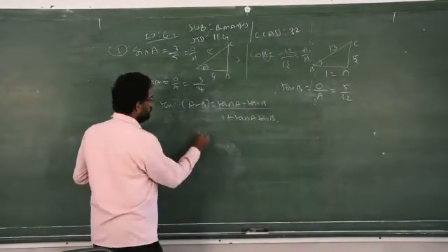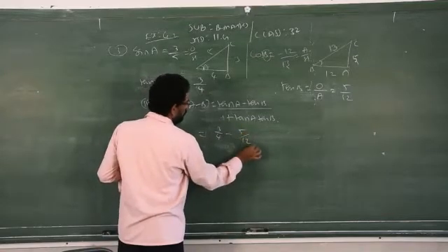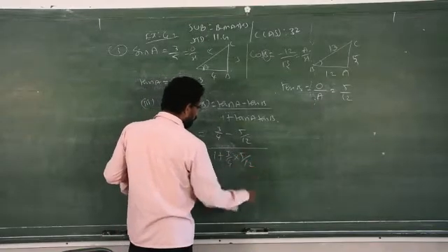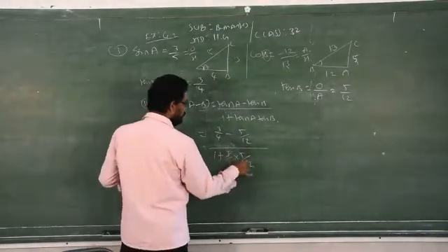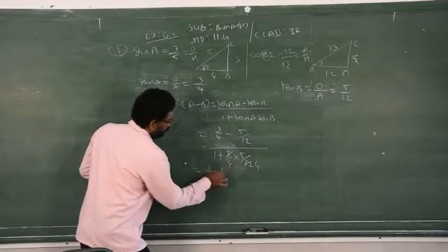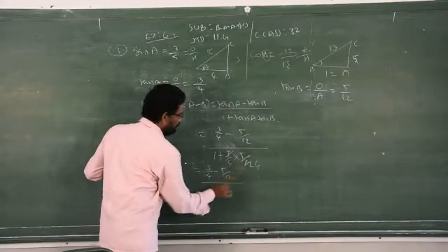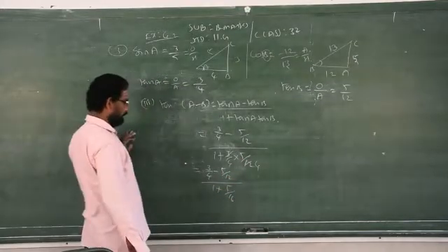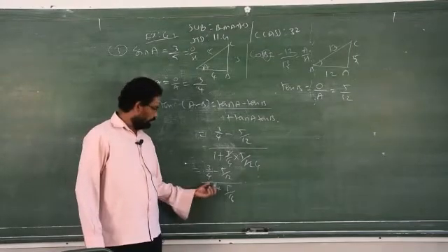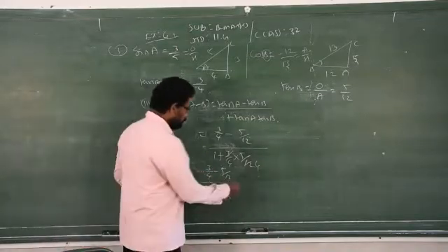So just substitute tan A, 3 by 4, minus 5 by 12, over 1 plus 3 by 4 into 5 by 12. Just to simplify, 4 will go how many times? 4 times. So 3 by 4 minus 5 by 12 over 1 plus 5 by 16. Clear? Now you have to simplify the denominator and the numerator separately, by taking the LCM or cross multiplication, that is your wish. Just simplify and you will get the answer.